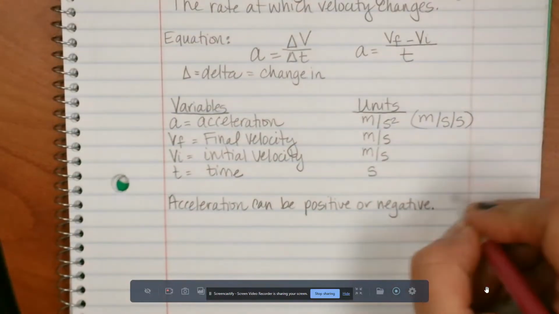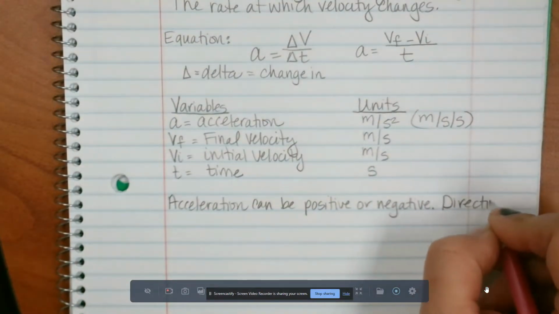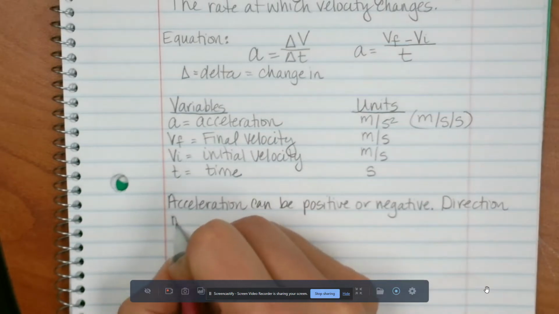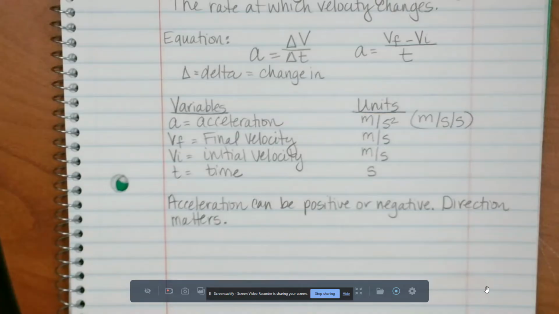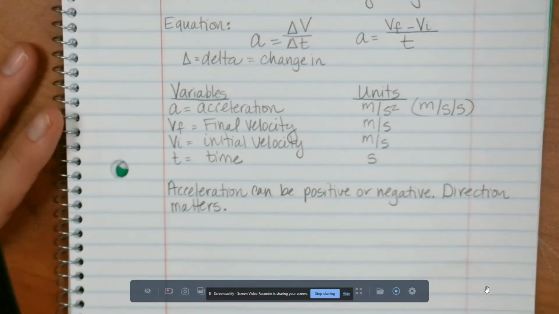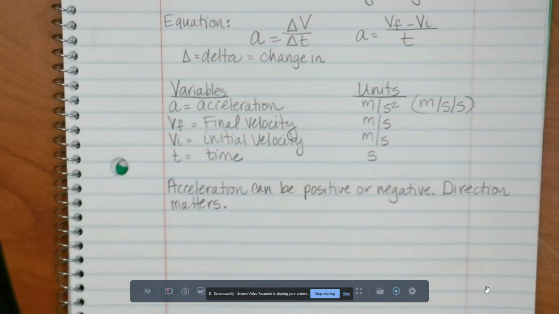Okay, so direction matters. So remember, you can change direction. You can go right, or you can go up and be positive. You can go left or down and be negative, but you also can go in a circle at a constant velocity and change direction, and we still consider it changing acceleration or accelerating because you are changing velocity when you change direction, even if the speed stays constant. Okay, so that's important to note.